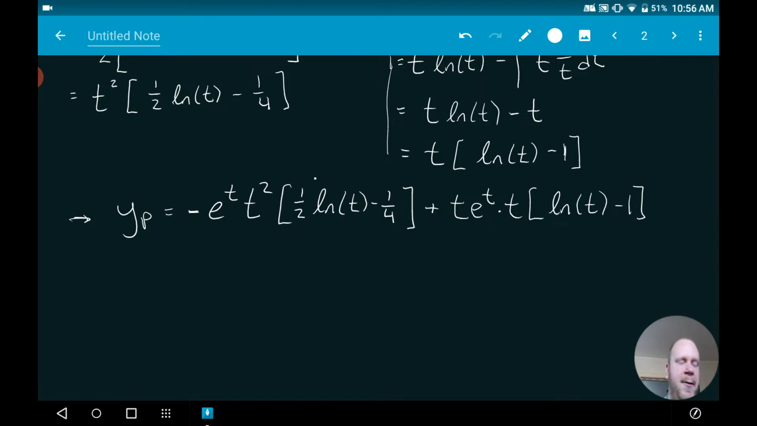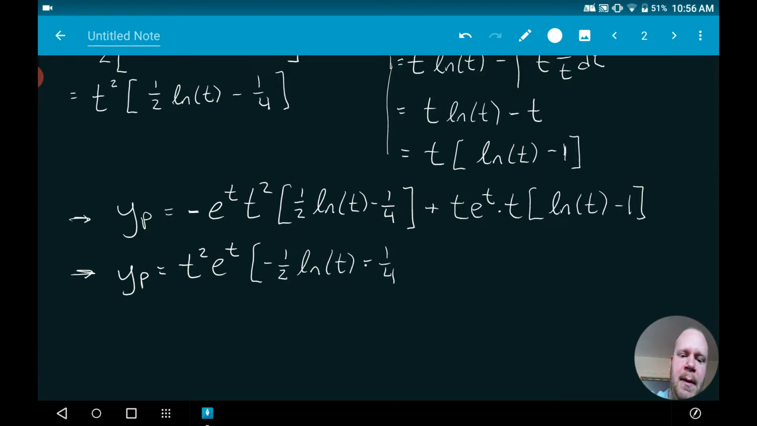The reason I simplified that beforehand was because now I can write this as t squared e to the t times this whole thing. So negative this, so it'll become a plus 1/4, plus natural log of t minus 1. Right.